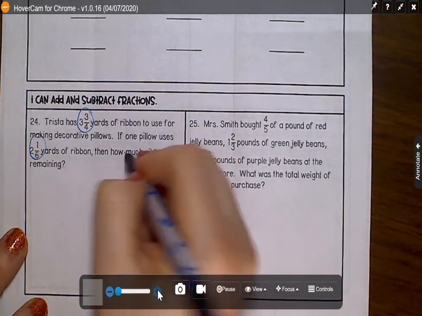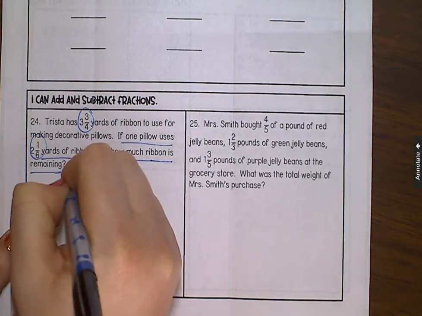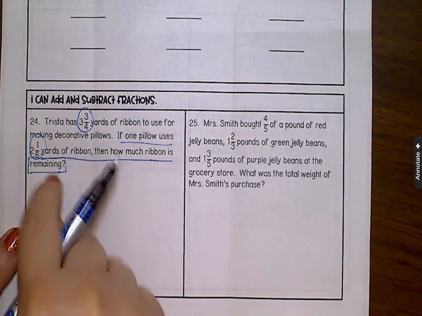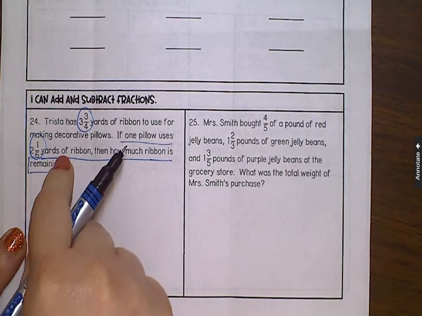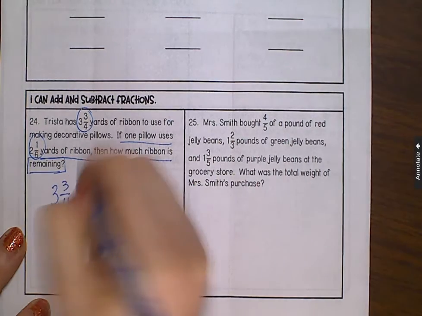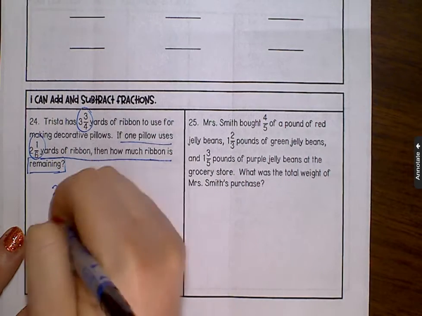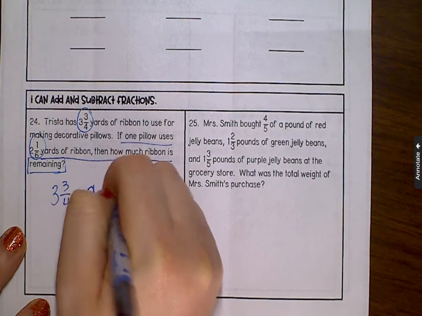And then we're going to figure out if one pillow uses 2 and 1/6, how much ribbon is remaining. Our keyword remaining would let us know that it's subtracting, right? Because remaining is like left over. So I know I have to take those two numbers and that I'm going to subtract 2 and 1/6.